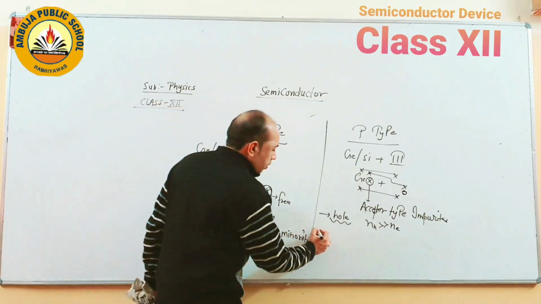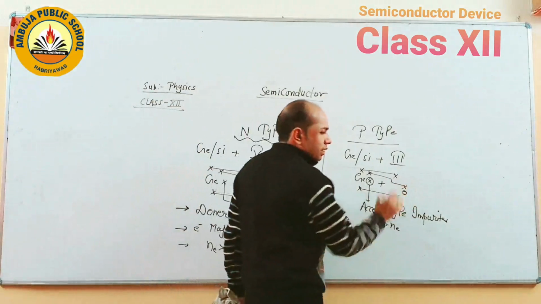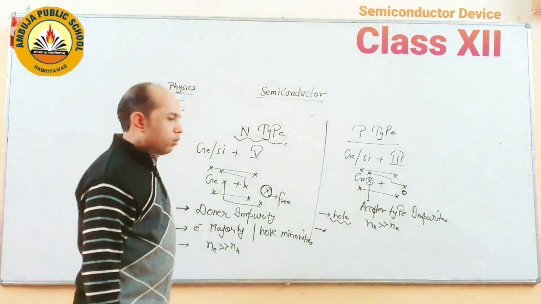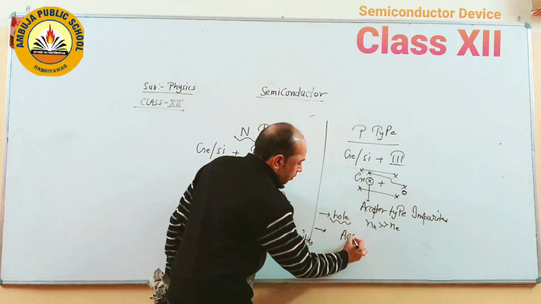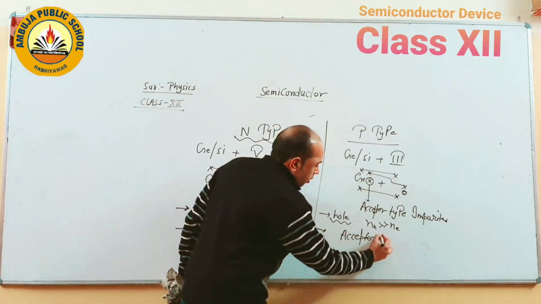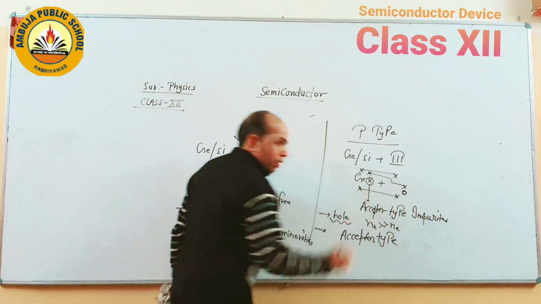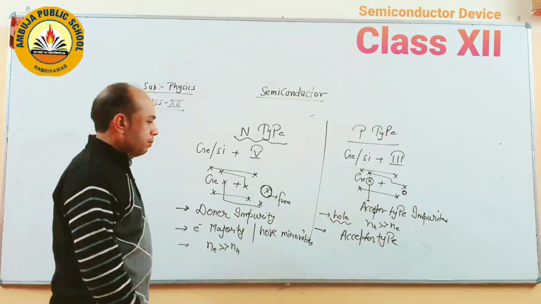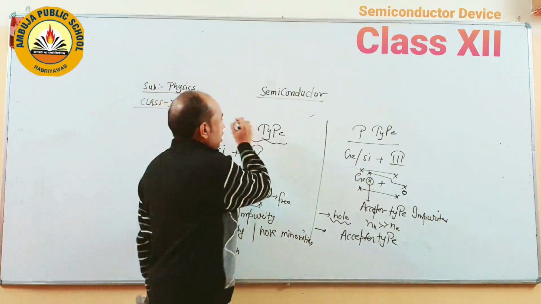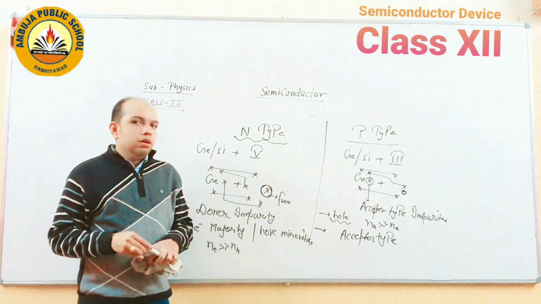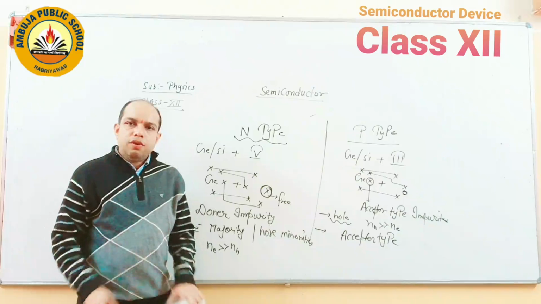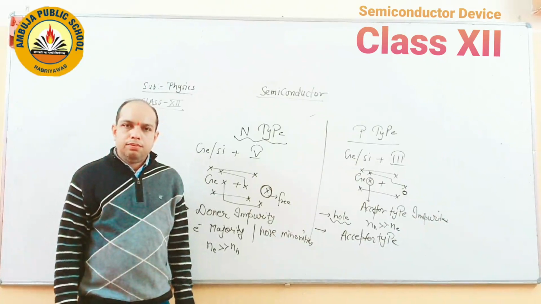Second, because of the vacancy of an electron, this is said to be an acceptor type impurity. So this is the classification for N-type and P-type semiconductors, and there are so many applications of N-type and P-type. Thank you.